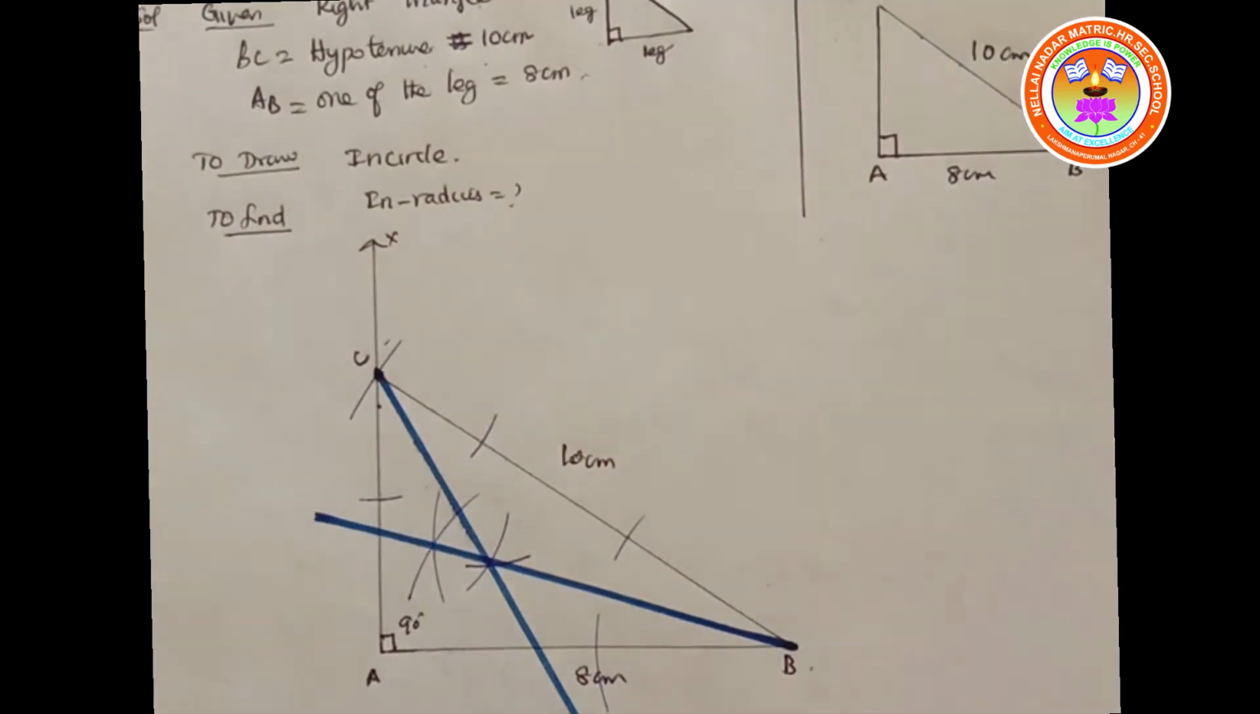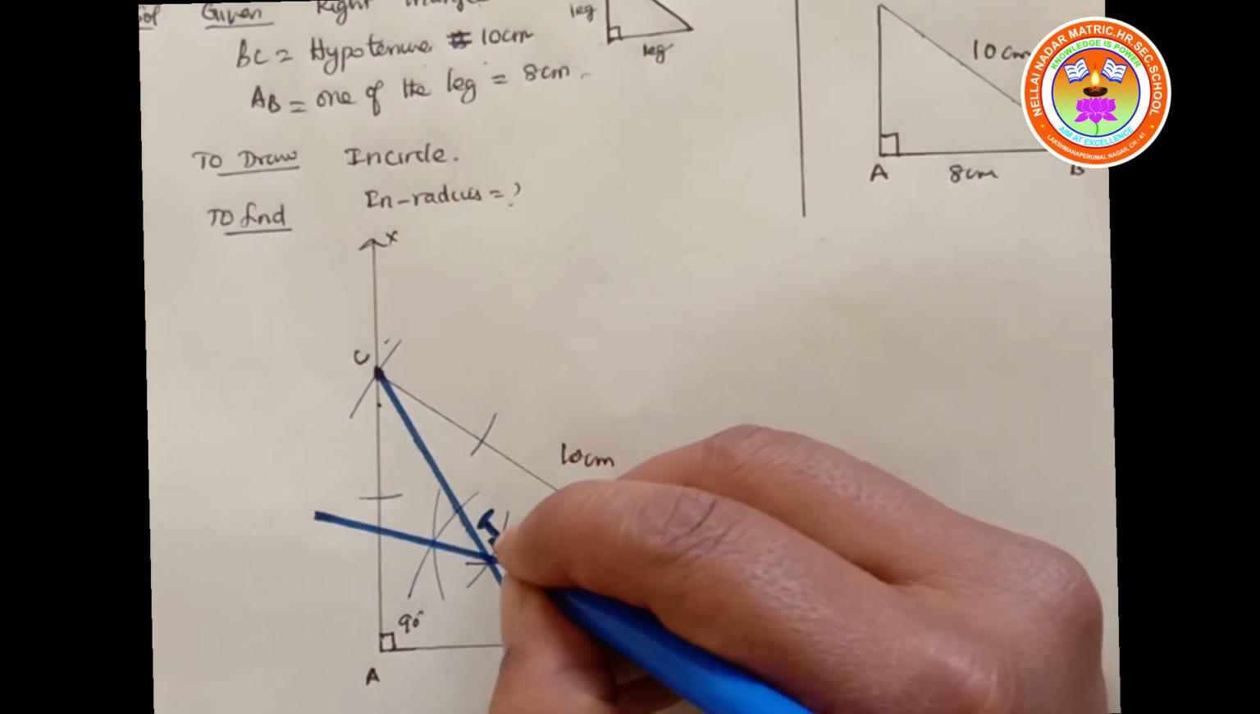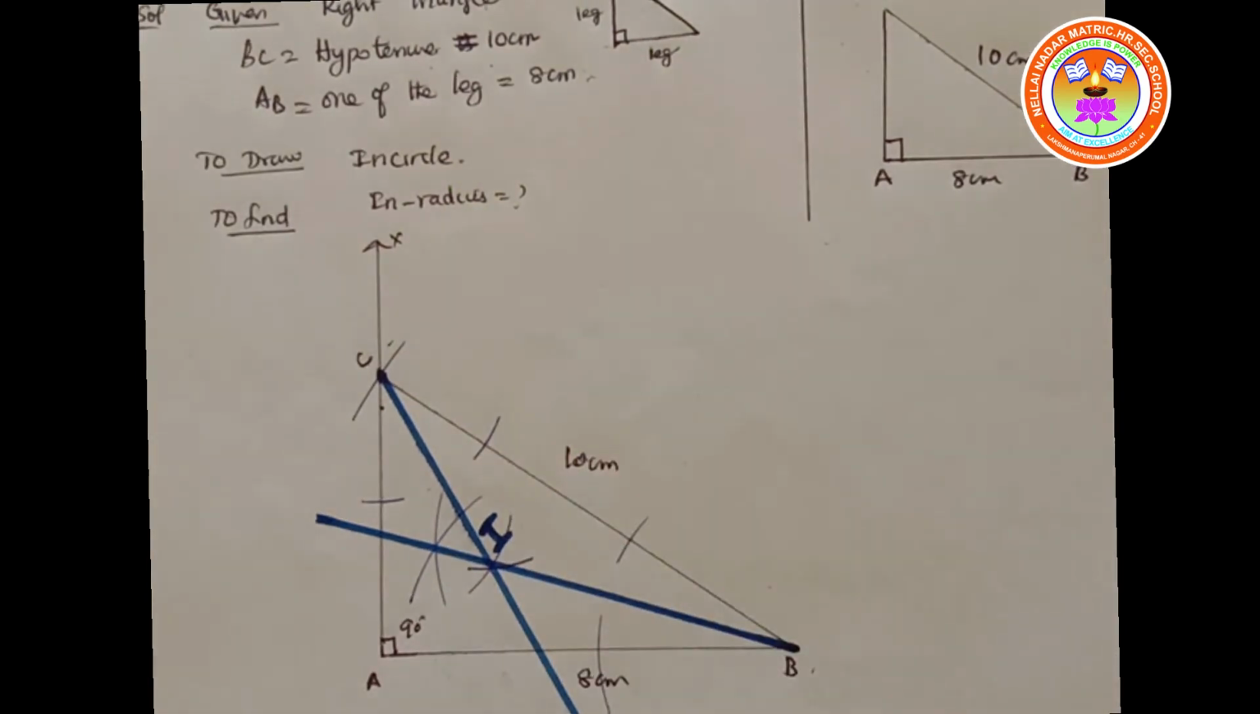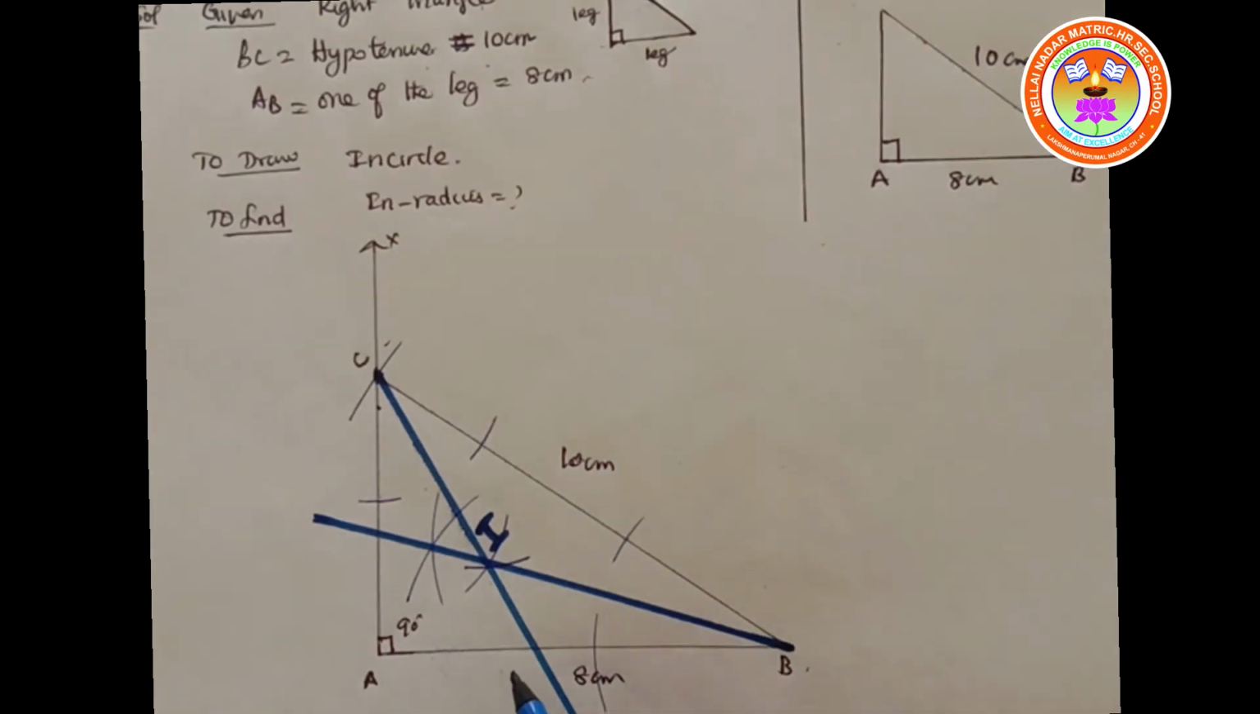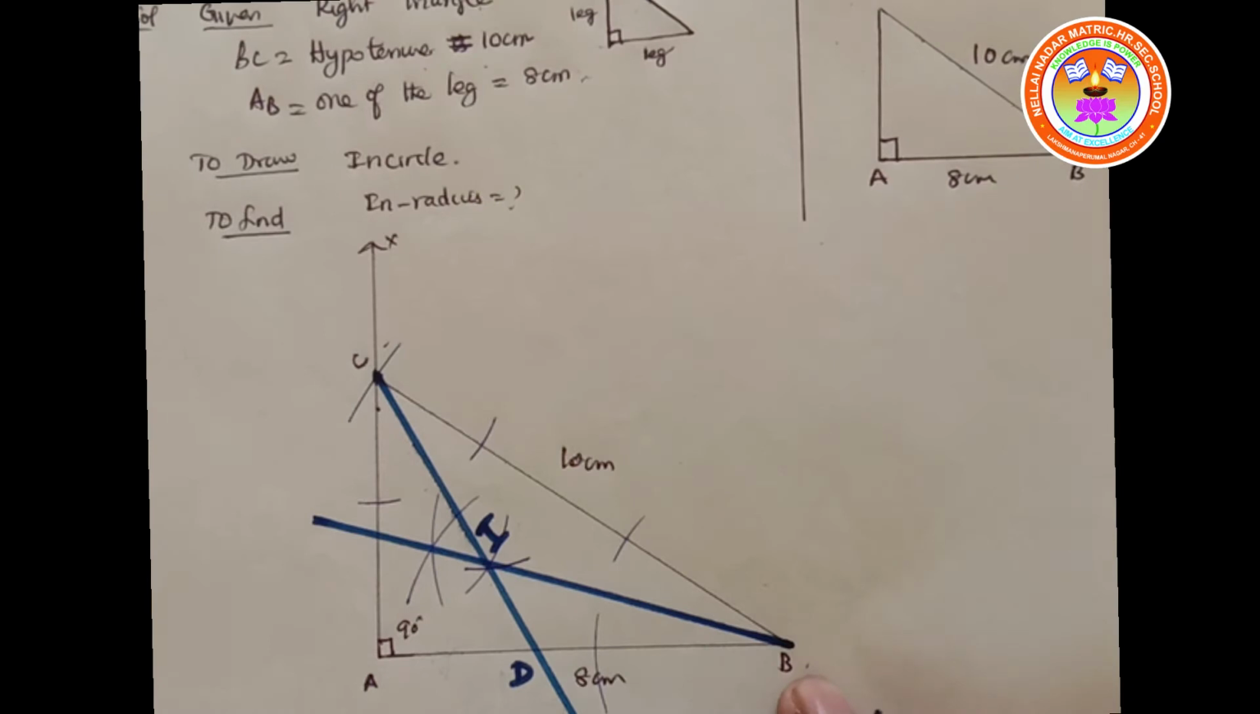Both the lines intersect at point I. I is the incenter. Now draw a perpendicular from I to any one of the sides, AB at D. So consider this point as D on AB. It's clear, children? Now with I as center, ID as radius, draw the circle. Before that you have to find the perpendicular.